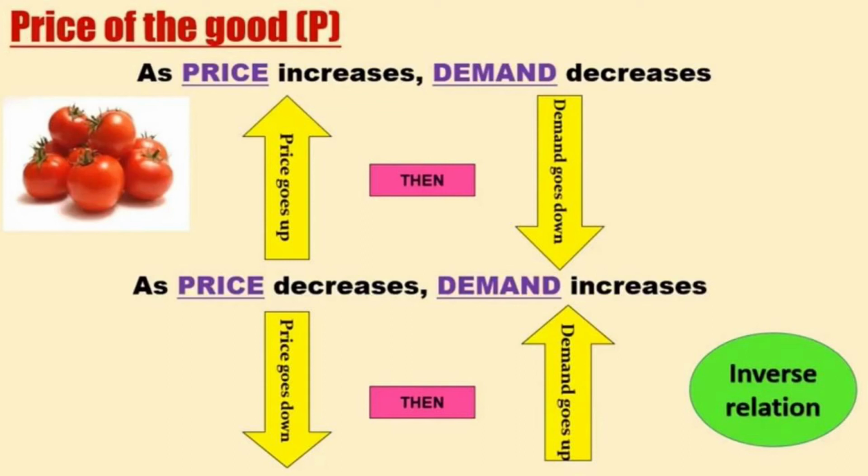So the price increases, demand decreases. When the price is going up, the demand goes down, and when the price decreases, the demand increases. The price goes down, then the demand goes up. You have an inverse relation. So it is up and down. It changes based on the price. Demand increases and decreases based on the price. Price is the main aspect here.